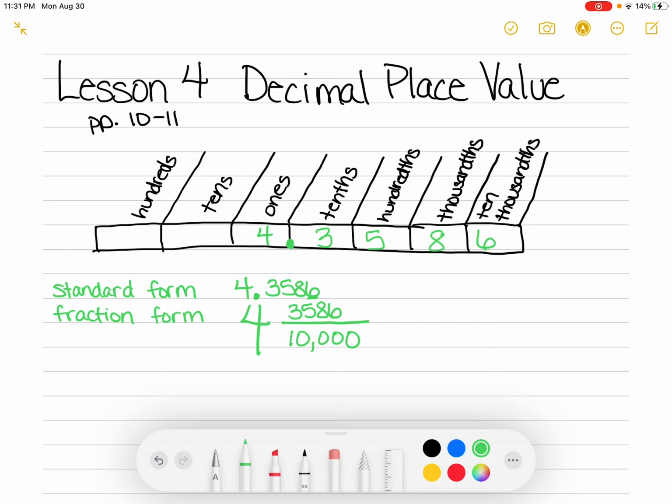So in fraction form, this is 4 and 3,586 over 10,000. So that's how you write the fraction form. Okay, now let's get to the word form.